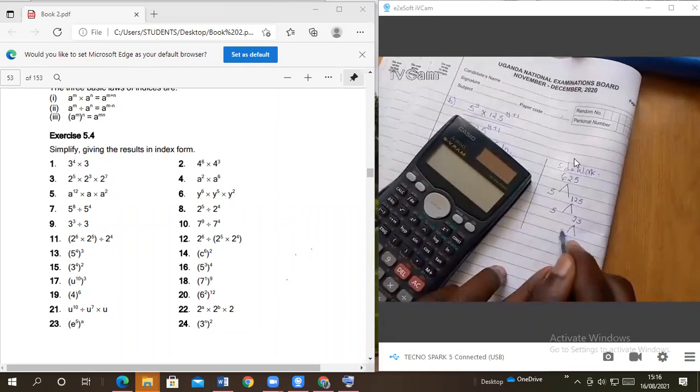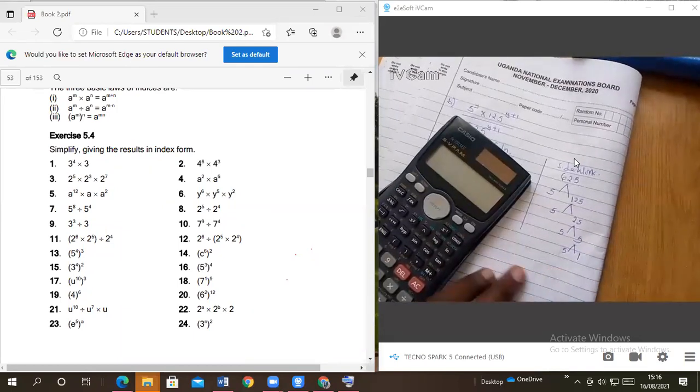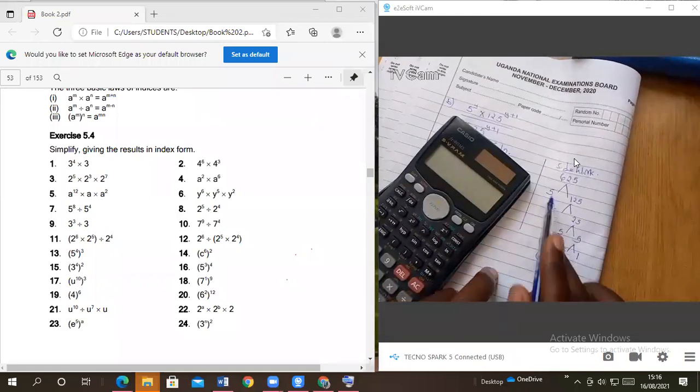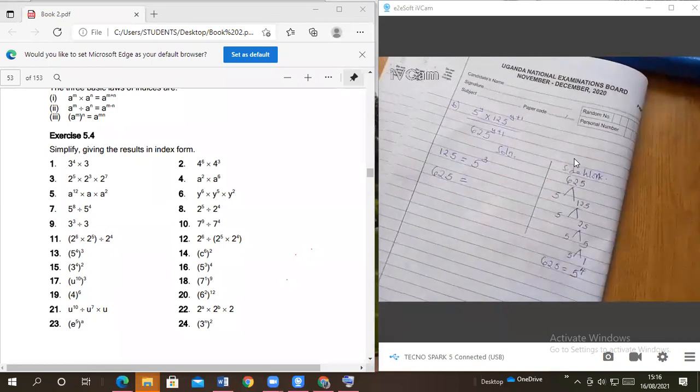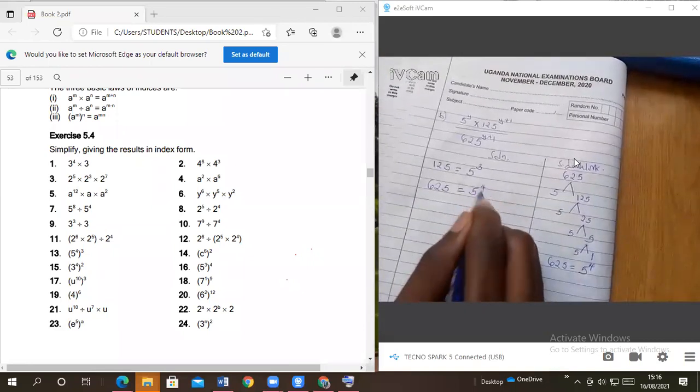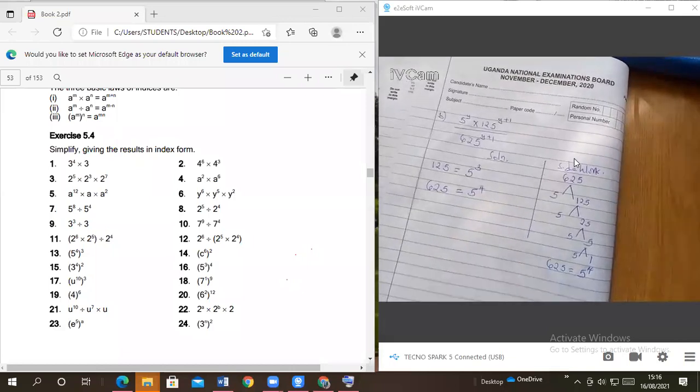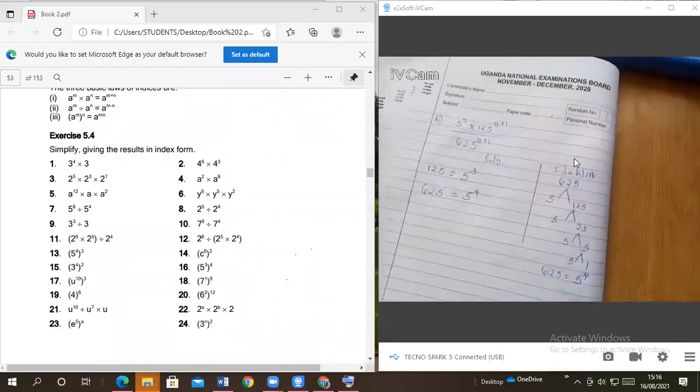25. 5 by 5, we get 5. By 5, we get 1. So you can see that 625 is the same as 5 to the power 4. Then you come and write here 5 to the power 4. So we have simplified them now.